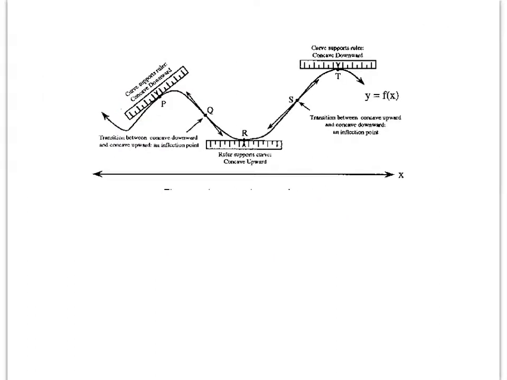Okay, and here again, to help you remember, I call what's called the ruler trick. So a concave support ruler, curved support, if it's concave down, then my ruler is going to sit on top of it. If it's concave up, the ruler is going to sit under it.